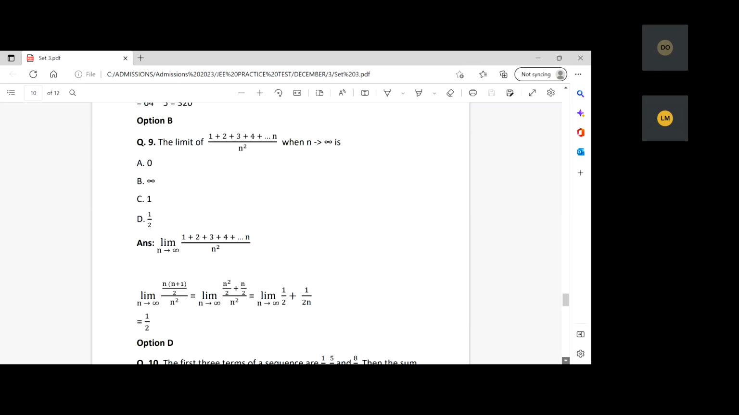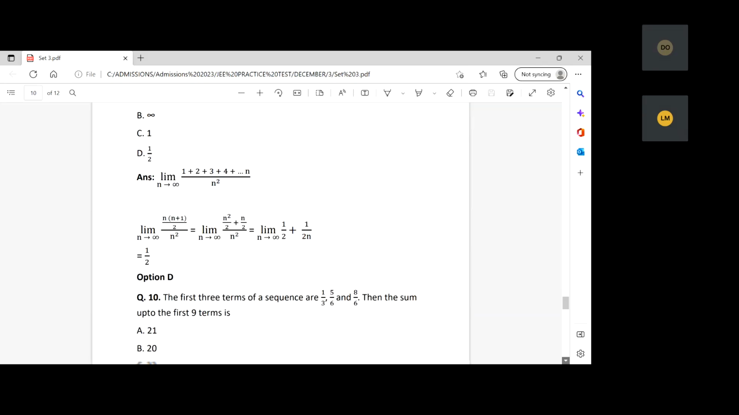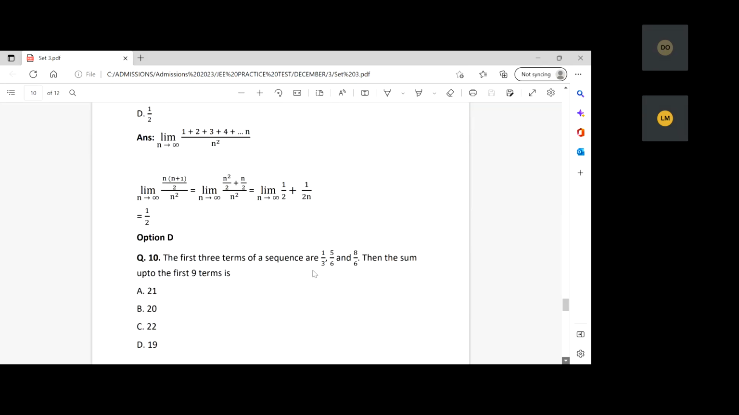It's a very simple question, and I would say this is a previous year AEEE question. The question number 10 which I am showing. I don't remember the year, but it's a previous year AEEE question. The first three terms of the sequence are 1 by 3, 5 by 6, and 8 by 6. Then find the sum up to the first 9 terms. Is it 21, 20, 22, or 19? You can just give it a try. Identify which one it is, and then you can solve it.